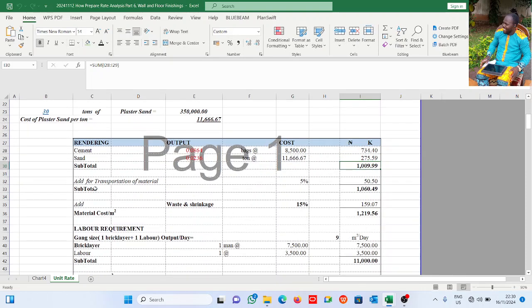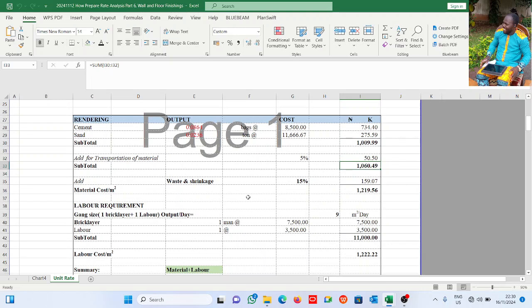Of course, we have to add for transportation, say 5%, and we have 1060.49. Of course, during transportation and during execution, we might have wastage and shrinkage, so we allow for say 15%. So this is what we have. This is the material cost.